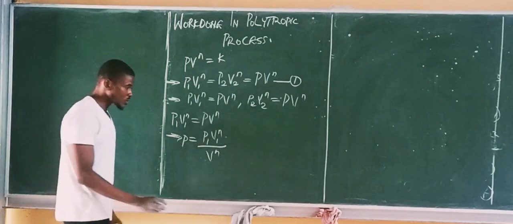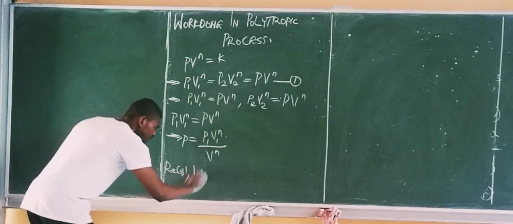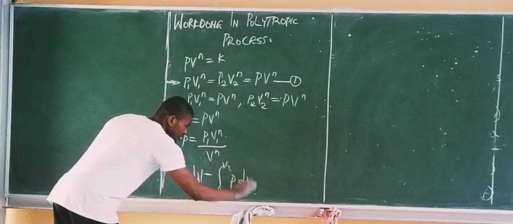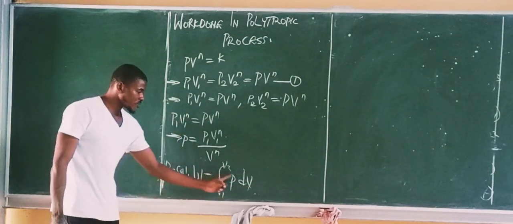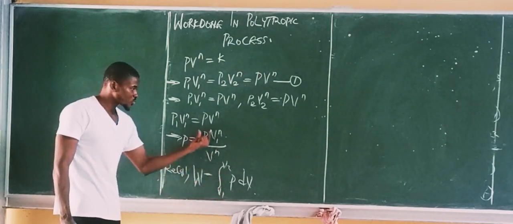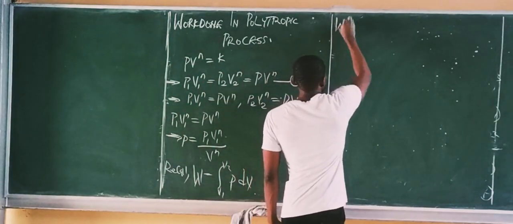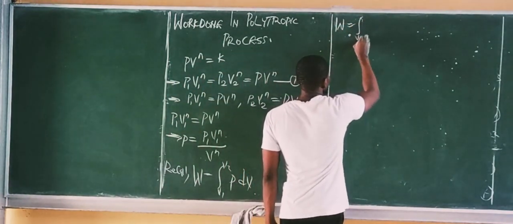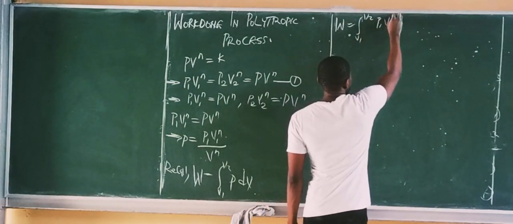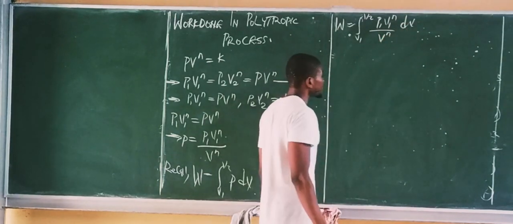Now recall that work done is an integral from V1 to V2 of P dV. So we're able to obtain the value of the pressure, P, as this. In place of pressure, we simply substitute this value. So we're going to have that work done is now equal to the integral from V1 to V2, in place of pressure, P1 V1 to the power of n all over V to the power of n, times dV.